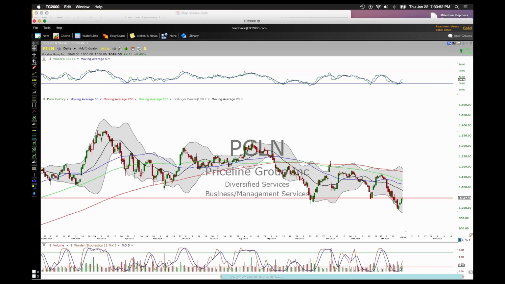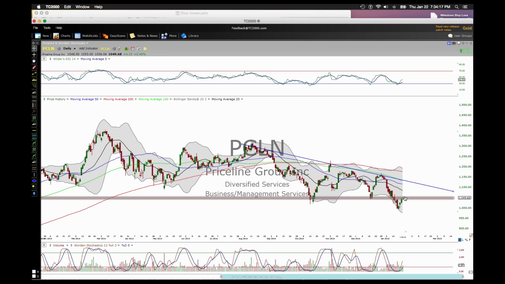That's why it was a good idea to protect, because you can always get back in PCLN. It doesn't gap. It's not a mess. But here's the trend line for it. This is what it does. When it comes down, it comes up. When it comes down, it comes up. When it comes down, it comes up. When it comes down now, we don't know how high it's going to go yet because it's broken.